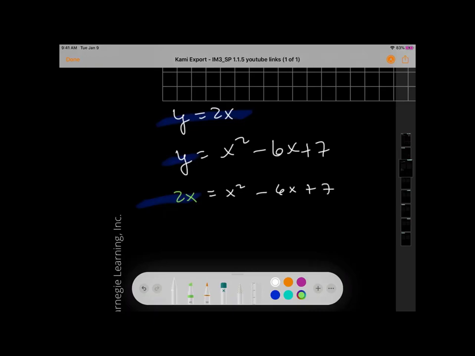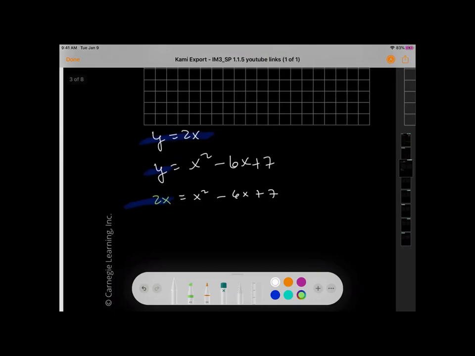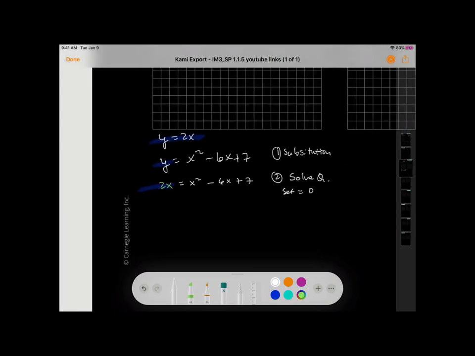Okay, so the first thing we did, let's just write that. We did a substitution. We did that in a blue highlight. Okay, next we're going to solve. And in order to solve quadratics, we're going to have to set it equal to 0. Okay, let's do that.